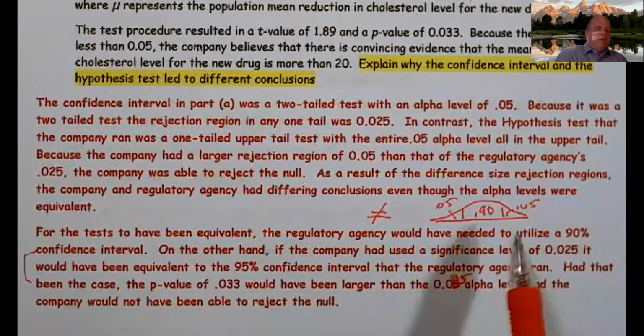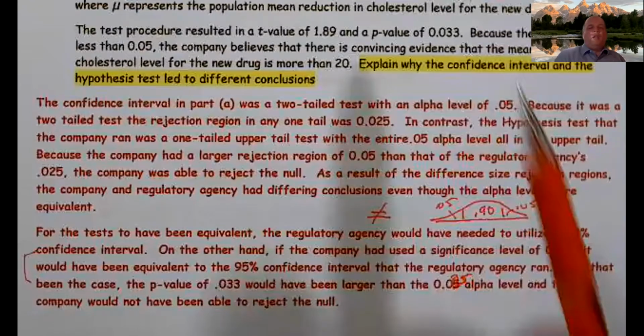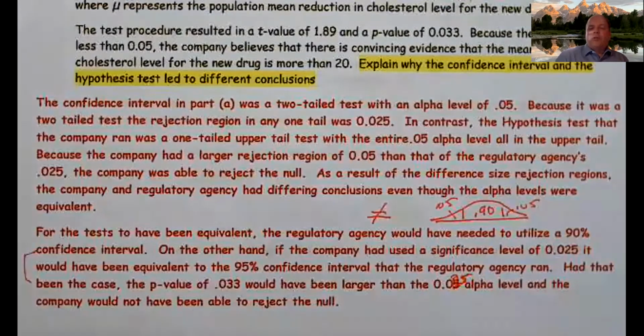Right, this should have been a 0.025 right here. So in summary, if the company had done a one-tail upper tail test with a 0.025, they would have had the same rejection region as the two-tail 0.05 or 95% interval, and both would have failed to reject. If the regulatory agency had used a 90% confidence interval, they would also have had the same rejection region in the upper tail. So that's actually really complex, but I don't think it would show up. However, you do need to know that going from one tail to two tails doubles your p-value.